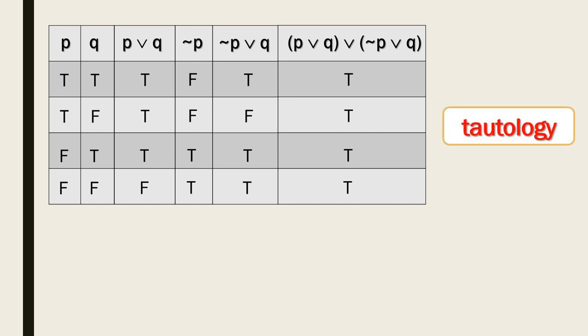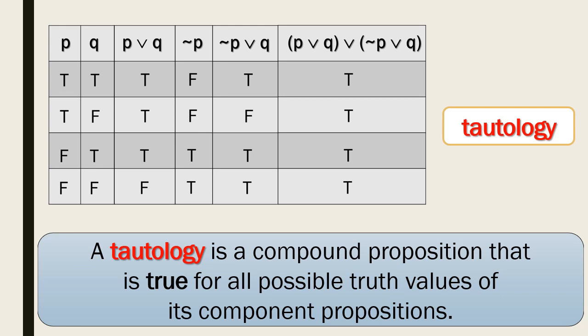Now, this is called a tautology. A tautology is a compound proposition that is true for all possible truth values of its component propositions.